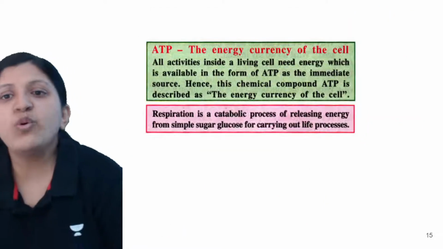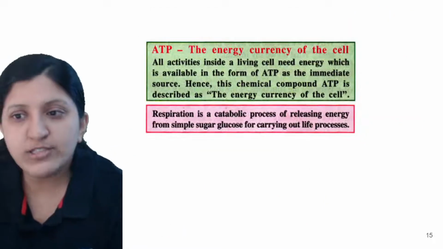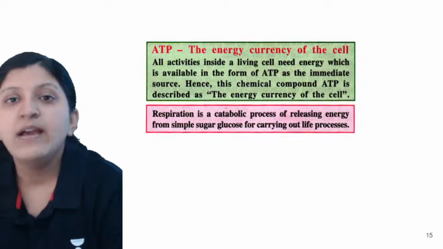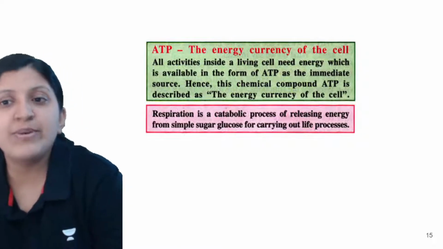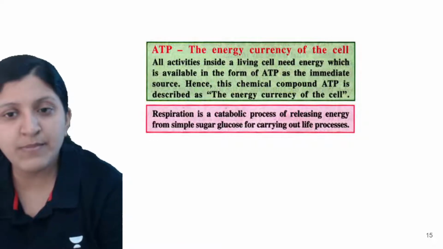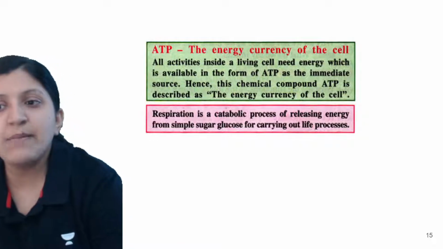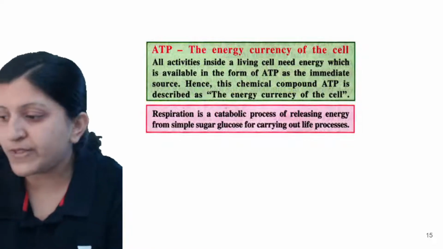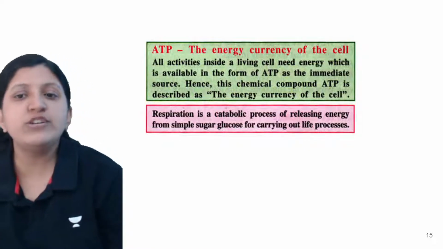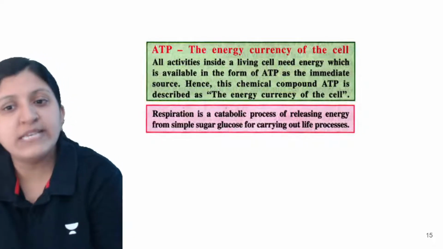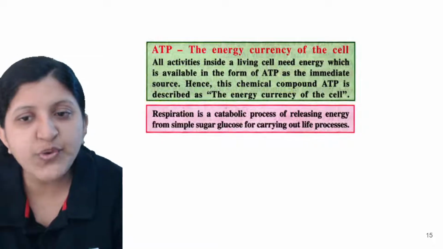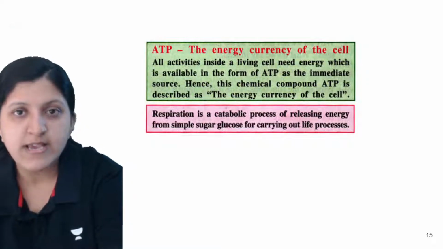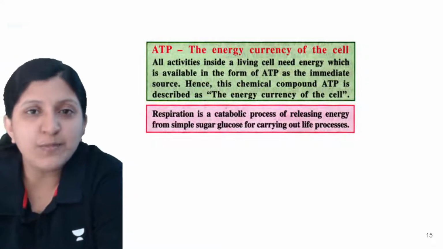All right. So ATP is the energy currency of the cell. All activities inside a living cell need energy, which is available in the form of ATP as the immediate source. Hence this chemical compound ATP is described as the energy currency of the cell. Respiration is a catabolic process of releasing energy from a simple sugar, glucose, for carrying out life processes. So why exactly is it a catabolic process?